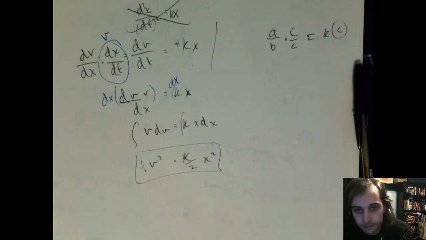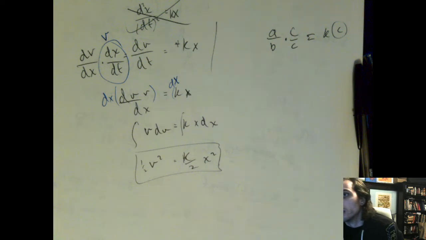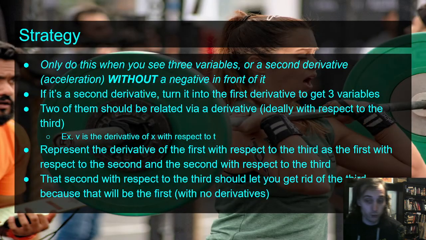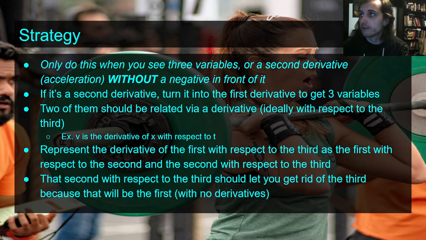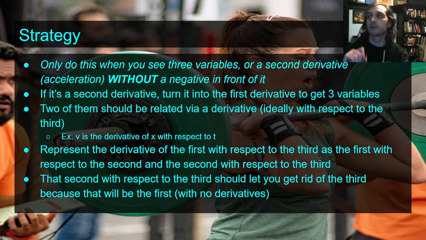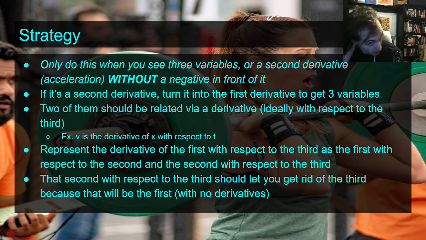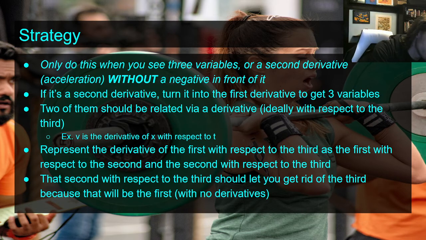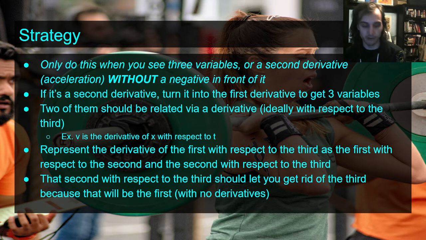So, trying to verbally write that: you're only doing this when you have three variables, or a second derivative like acceleration without a negative sign in front of it. So this is with positive things. This would also work if it had been written as dv dt. You want to turn it into the three variables using the dv dt type thing. It should be a situation like that.